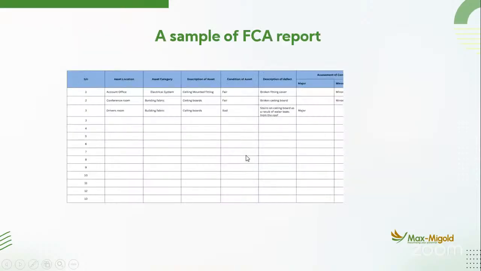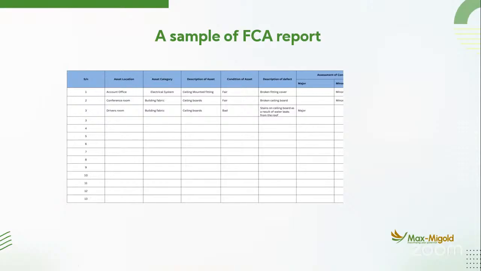This is a sample of a condition assessment checklist. This is an example of a crawl-through kind of level of assessment checklist. You can see from this slide that the first thing to check is the account office. What are the issues in the account office? Electrical system. What is the issue? Ceiling mounted fitting. Condition of the asset, it is fair. Description of the asset, broken fitting cover. Then, is it major or minor?